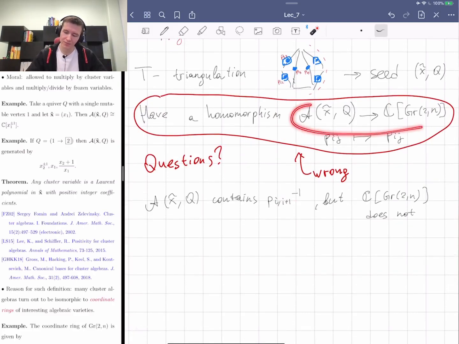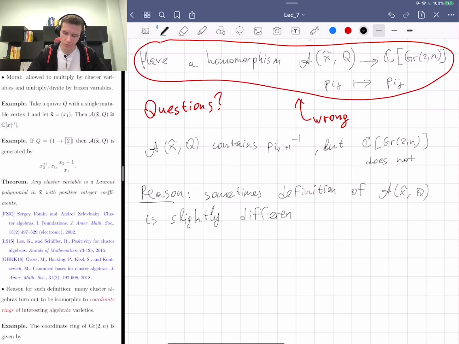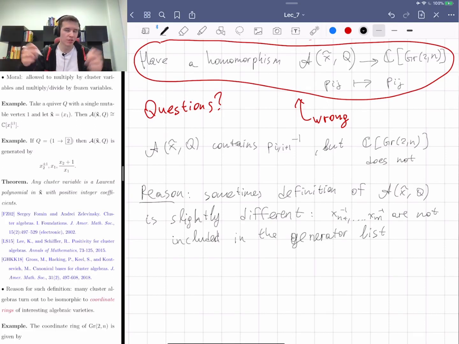So, okay, how do I resolve this issue? The reason is that sometimes the definition of the cluster algebra is slightly different, in that the inverses x_{n+1} inverse, ..., x_m inverse are not included in the list of generators. So yeah, in some papers and some books they are included, in some others they are not. And usually it's a very minor distinction.